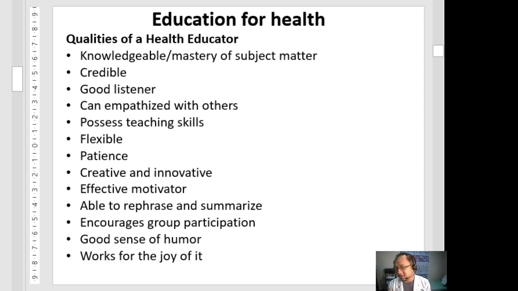Flexible. You should have different plans. Certain factors may arise that may disrupt your plan A. So what's your plan B, plan C, in terms of a health education session? Patient. You should be patient towards your clients. Creative and innovative. As we have said earlier, this is where your artistic side would come out, not only in your visual aids or audio visual aids, but also in your delivery. Effective motivator, convincing power, as we mentioned.